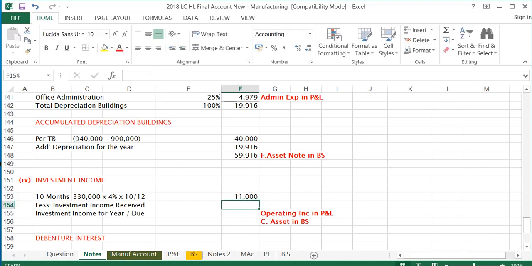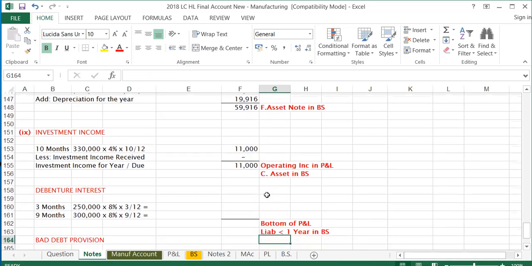I take away any investment income that I received, so I have to go back to my trial balance and see did I receive any investment income, and I didn't. So all of that 11,000 is still due to us. So the full amount, the 11,000, will go as operating income to P&L, and also as a current asset in the balance sheet, because I haven't received any of it yet, so we're owed it at the end of the year.